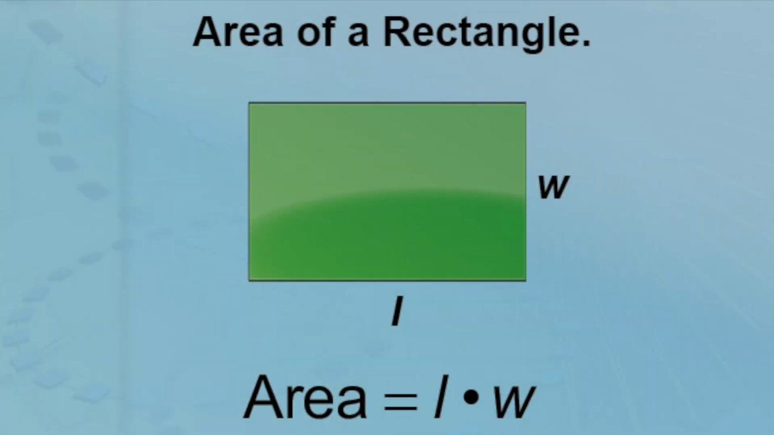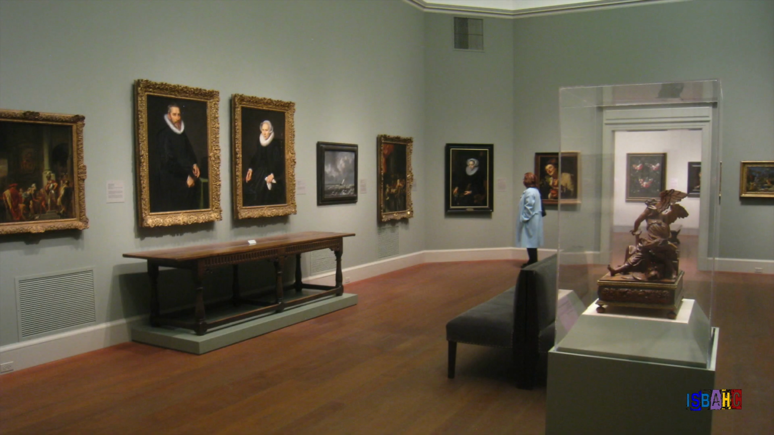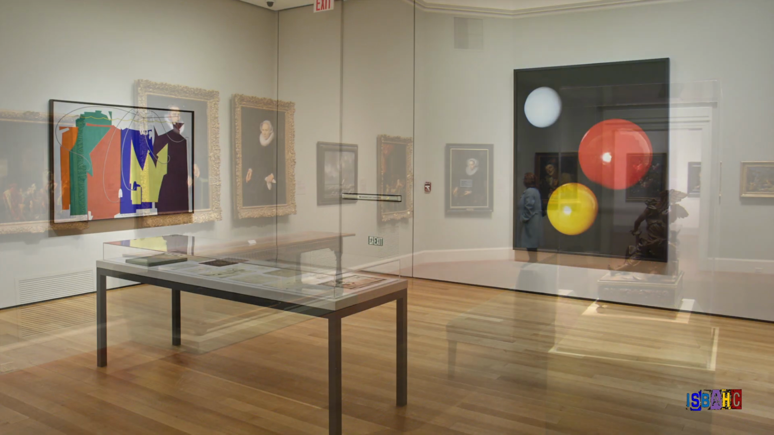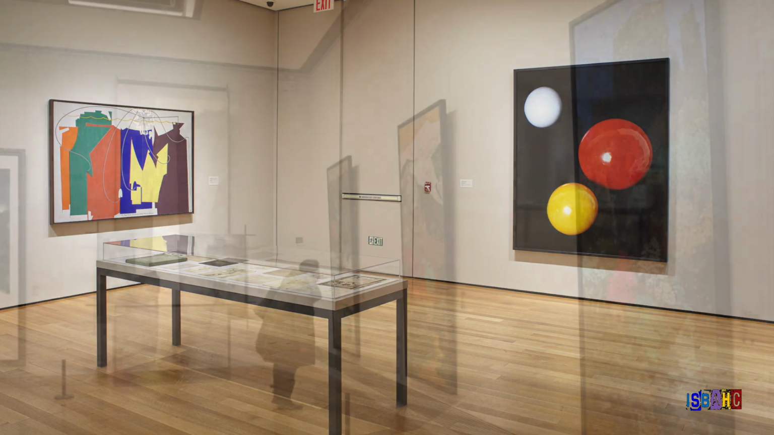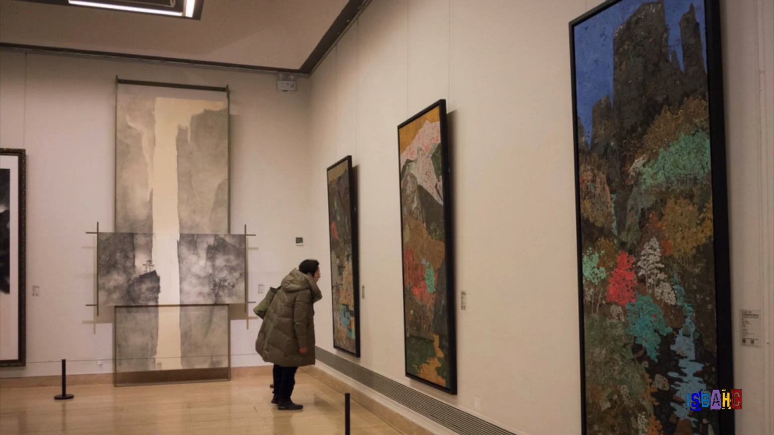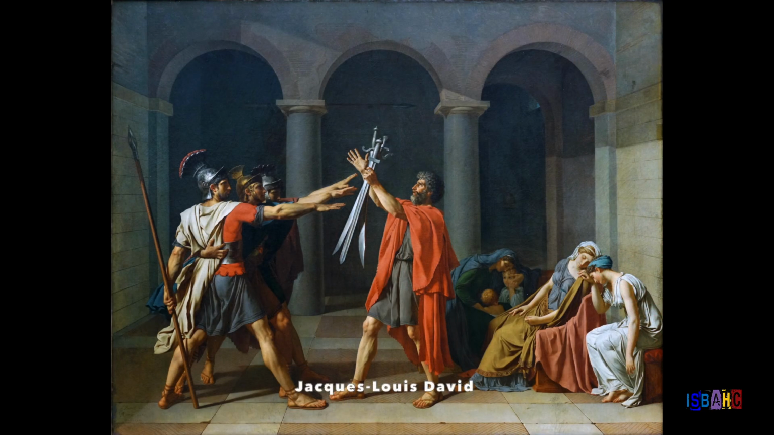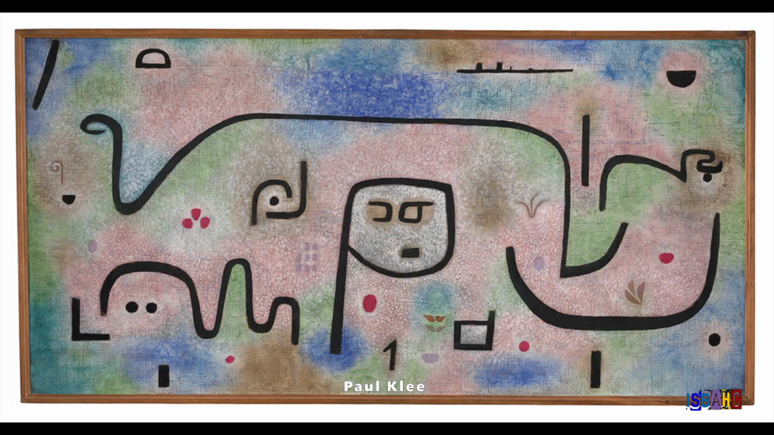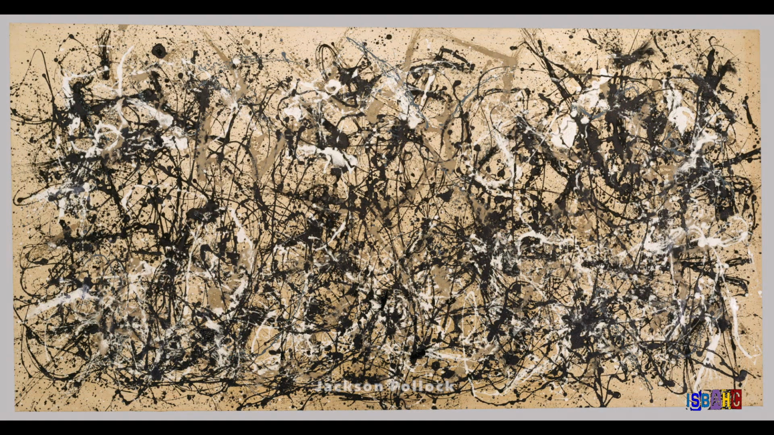Length times width is the formula for calculating the area of a rectangle. In painting, this two-dimensional area has traditionally been the plane where the image resides. This picture plane can act as the proscenium for a scene, a support for abstract symbols, or, as art critic Harold Rosenberg called it, an area in which to act.